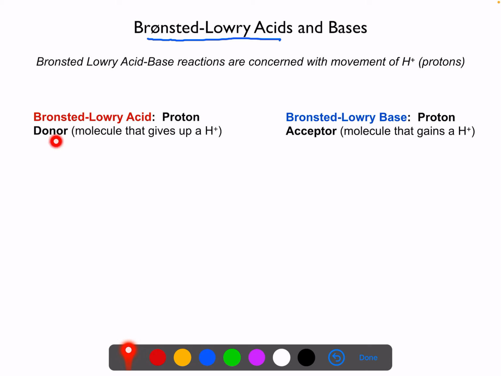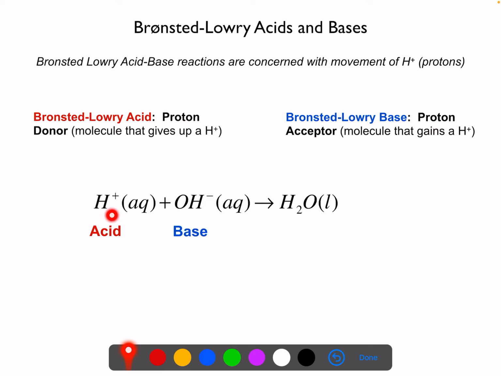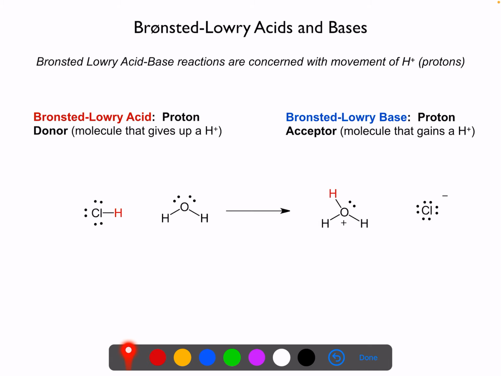All right, so we can look at the simplest acid-base reaction. H+ plus OH- goes to water. So this is accepting a proton. This is giving up a proton. And so that's our acid and that's our base. Or we can think about it in terms of HCl plus water goes to hydronium and chloride. And here, showing in red, this proton ends up bonded to the oxygen.